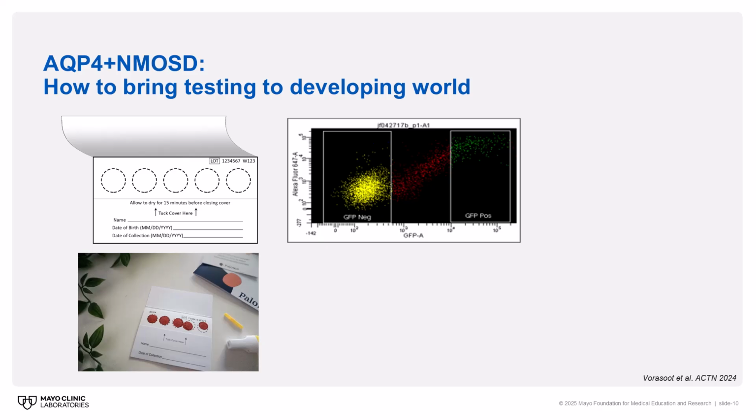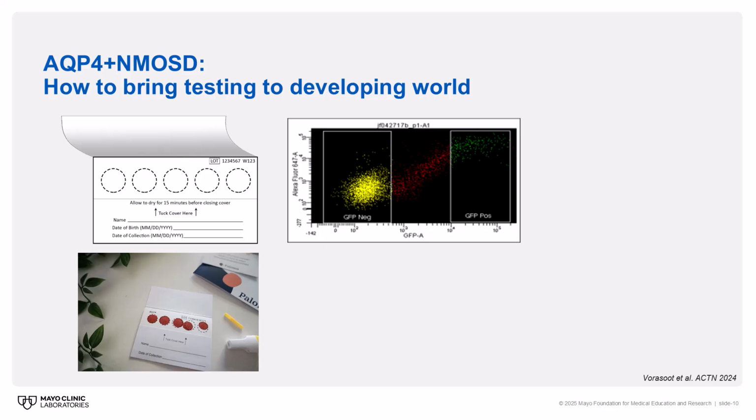You don't need to centrifuge it. You don't need to have it in storage, which can often be a difficulty in the developing world. And then you just place it on the card, and then you can mail the card, keep it at room temperature, mail the card over to somewhere that can extract it, like the Mayo Clinic, and then we can extract it out and we can pick up about 85% of those aquaporin 4 antibodies.